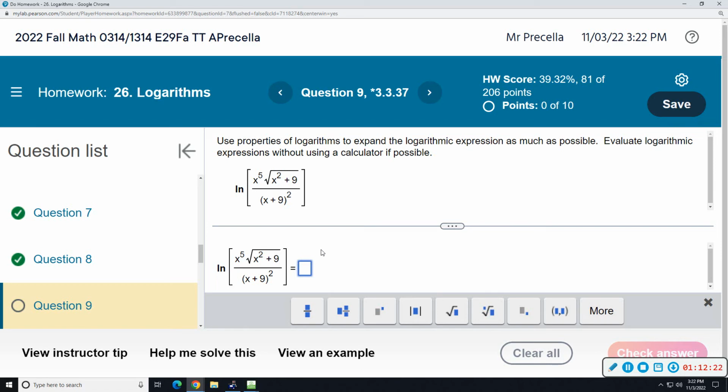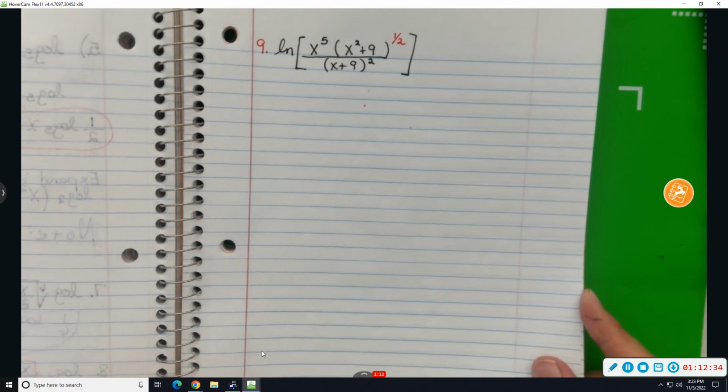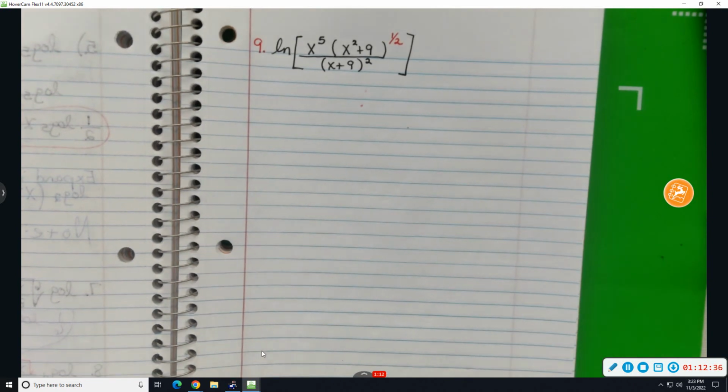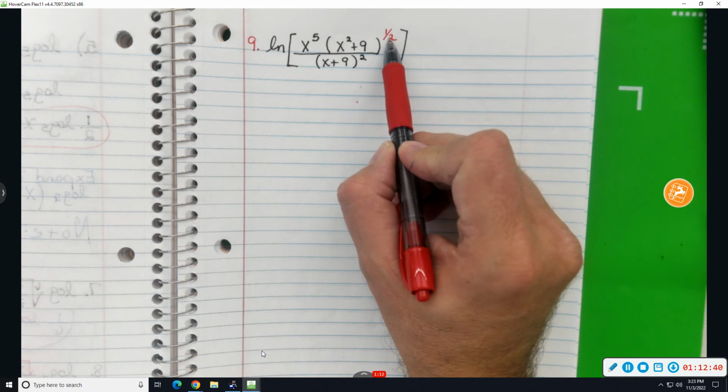All over just an x plus 9? Quantity squared. Oh, squared. Okay. So instead of the square root, I wrote the square root as a 1/2 exponent.